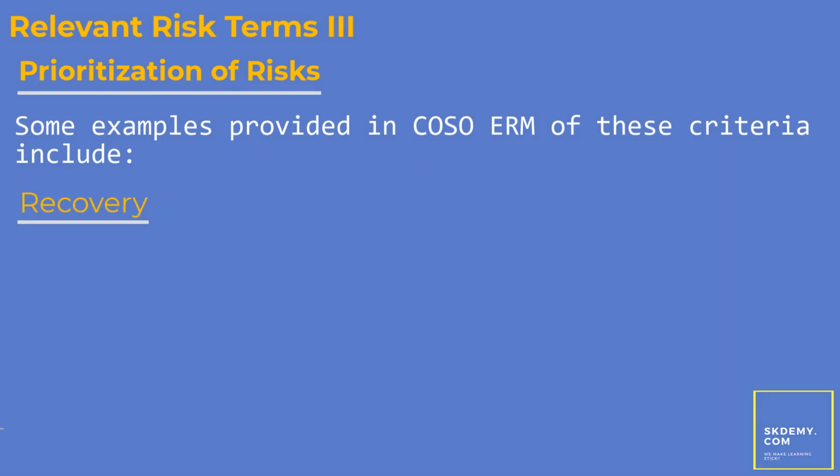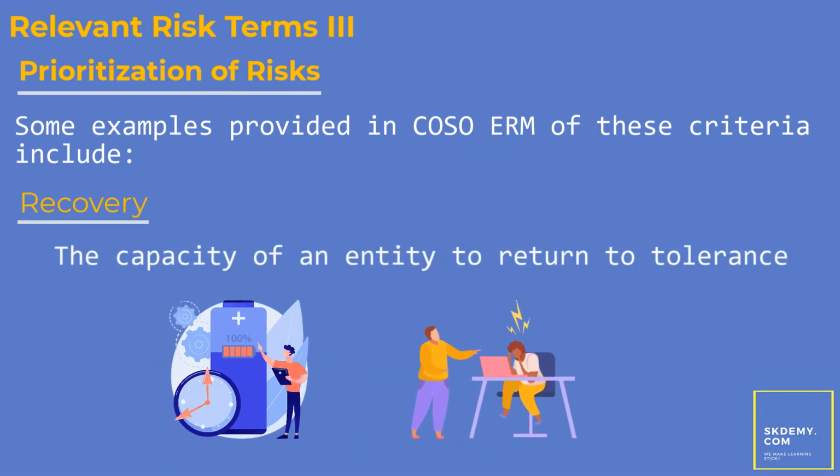Recovery, the capacity of an entity to return to tolerance. For example, continuing to function after a severe flood or earthquake or any other natural disaster. Recovery excludes the time taken to return to tolerance, which is considered part of persistence, not recovery. Prioritization takes into account the severity of the risk compared to risk appetite. Greater priority may be given to those risks likely to approach or exceed risk appetite. Risk prioritization is one of the key elements of an effective risk management system for any organization.